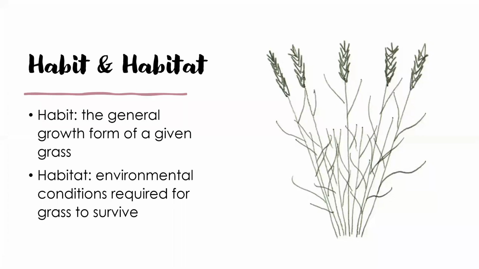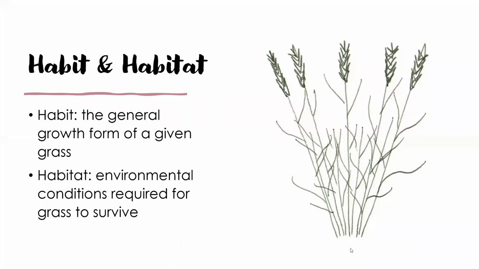A couple other terms I just want to point out. They don't necessarily make sense on the same slide, but I put them there because people will interchange the terms. So the habit of a grass is what we refer to as the general growth form of a given grass. So in this drawing, we have a bunch grass. So this grass grows in a very dense grouping or a bunch.